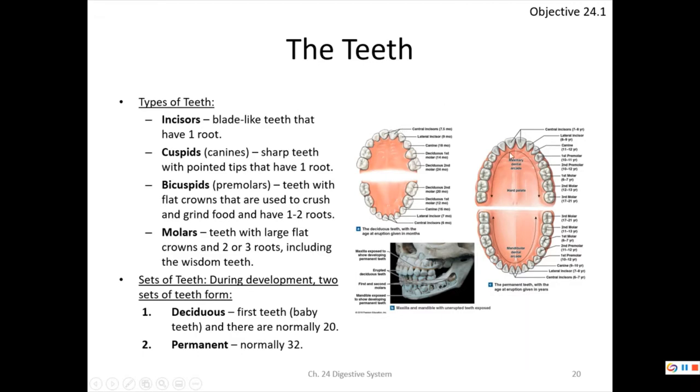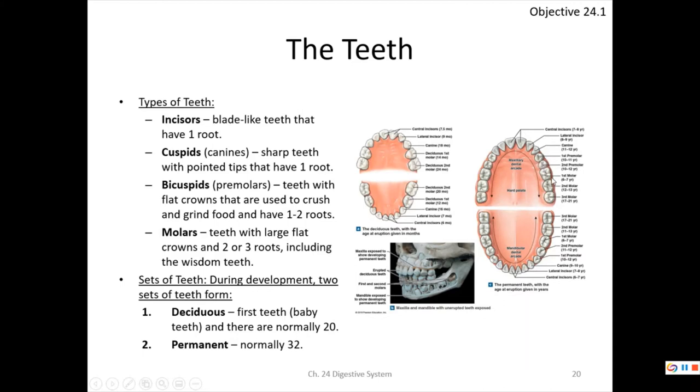In the adult, in the child here, we have them here. The cuspids or canines are the sharp teeth located here and here on both sides. They have one root as well. Then behind that, there are the two bicuspids called premolars. They have one to two roots, but they have flattened crowns to grind.